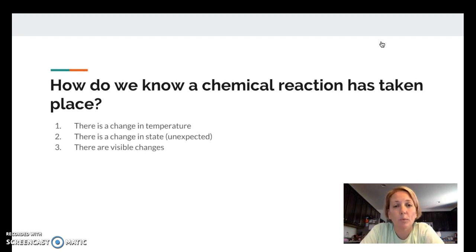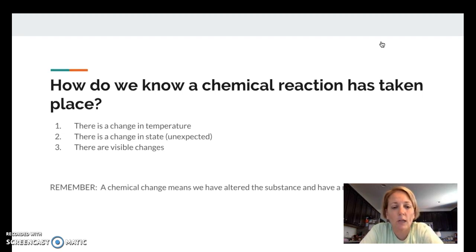Or there are other visible changes that we can go ahead and see. Remember, a chemical change means we have altered the substance and we now have a new substance. A chemical change means we no longer are talking about a piece of paper; we've burned it, we've done something to it to cause a change in the substance itself.